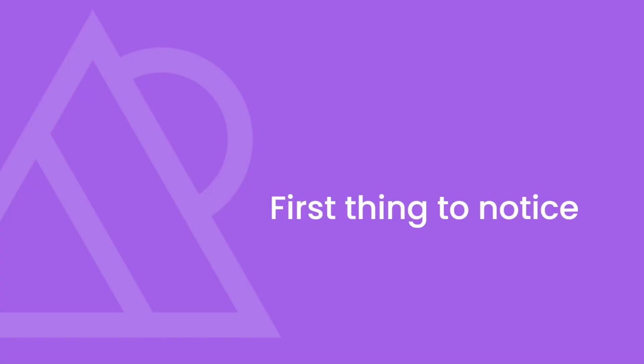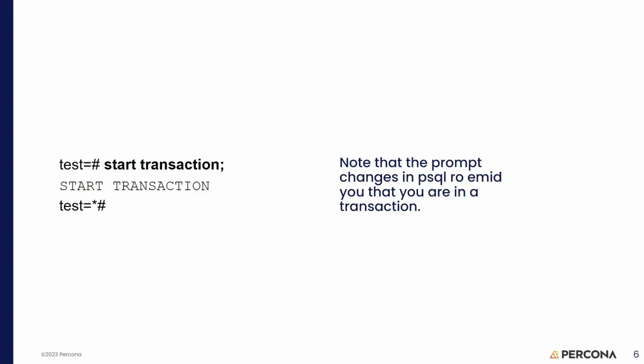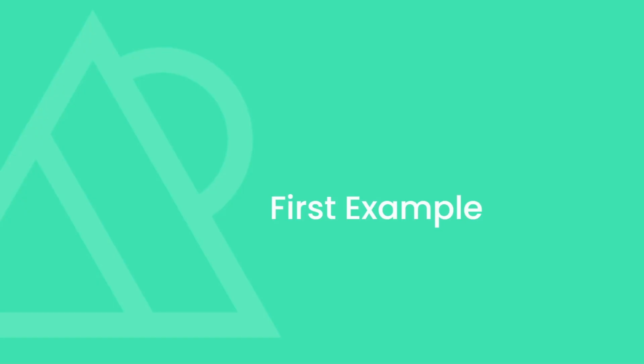Okay, the first thing to notice, this is something different that you won't see in the MySQL CLI, is that when you type in start transaction, the prompt goes from this to having the little asterisk in there to let you know that you are running a transaction. You're in the middle of a transaction. Nice little visual clue there.